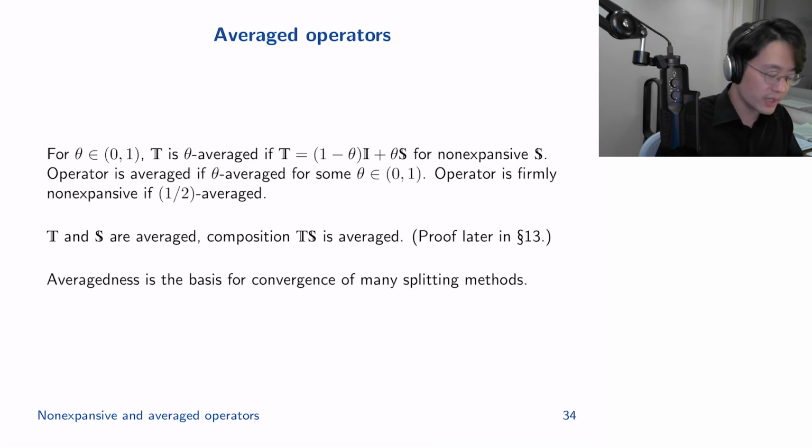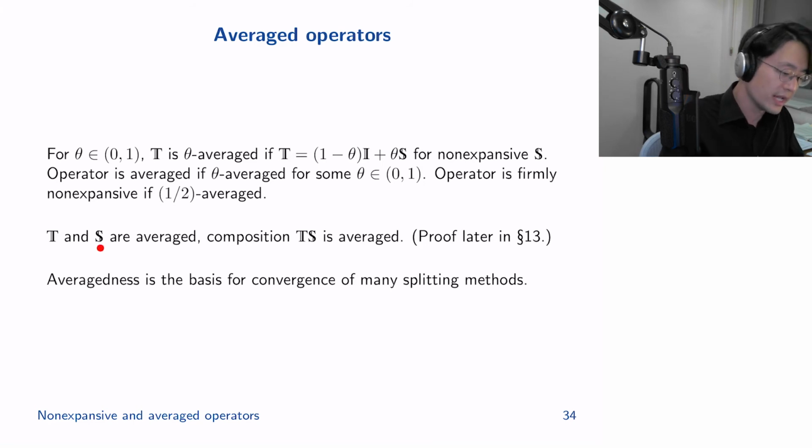And we say an operator is averaged if it is theta-averaged for some unspecified value of theta between 0 and 1, without excluding the boundaries. An operator is firmly non-expansive if it is 1/2-averaged. The terminology firmly non-expansive is coined because 1/2-averaged operators arise quite frequently due to the resolvent, which we will talk about soon.